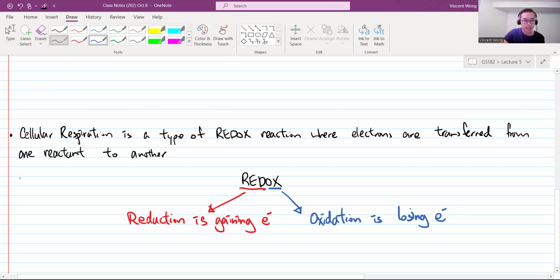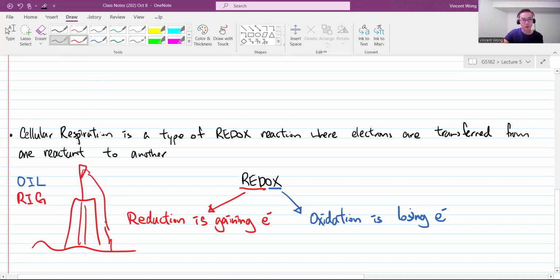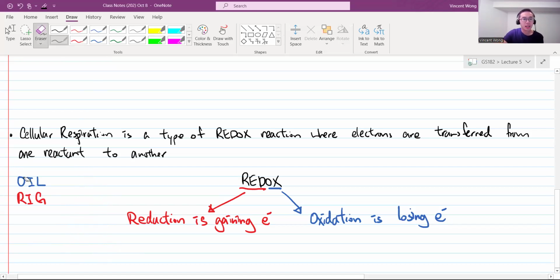To remember this, this might help: OIL RIG, like in the ocean. They have those huge platforms where they drill down into the ocean and get the oil. That's called an oil rig. So you can remember OIL RIG: oxidation is losing electrons, and reduction is gaining. Does anybody have any questions so far?